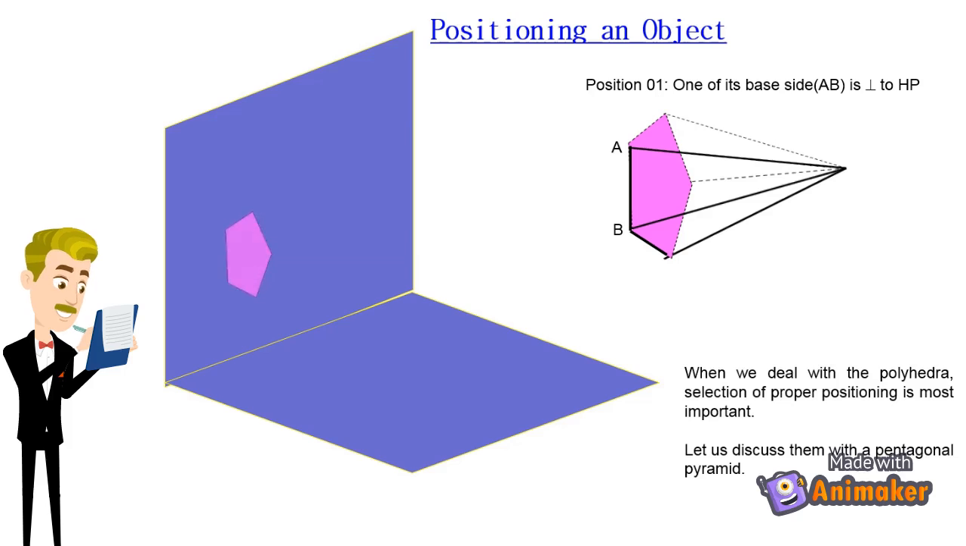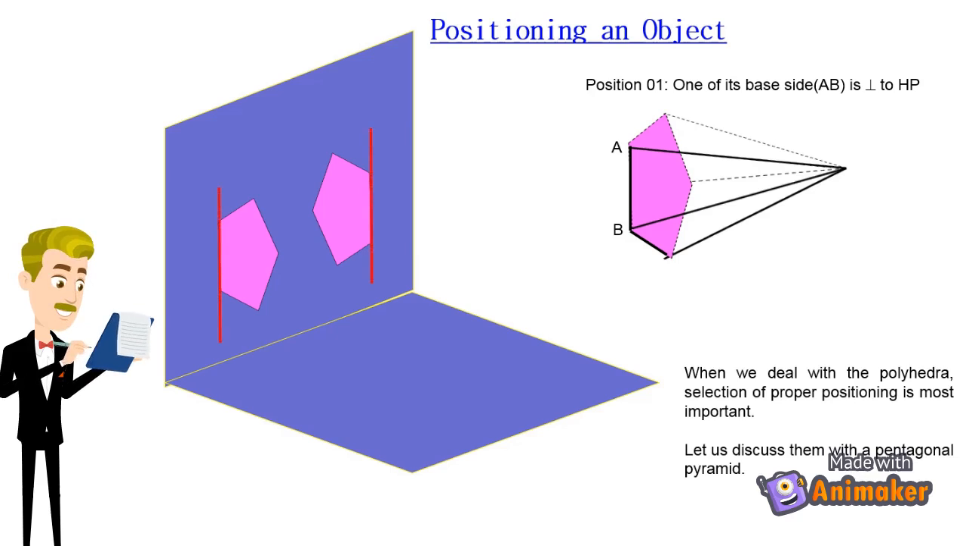For the position O1 as shown, let us assume that the problem reads that one of its base edges is perpendicular to HP, when the object rests on VP. Then, we will be selecting any of the positions as shown here. Again, the significance of each of these positions can be well understood when the axis is inclined to the plane.